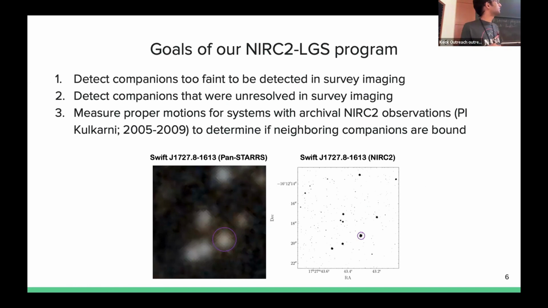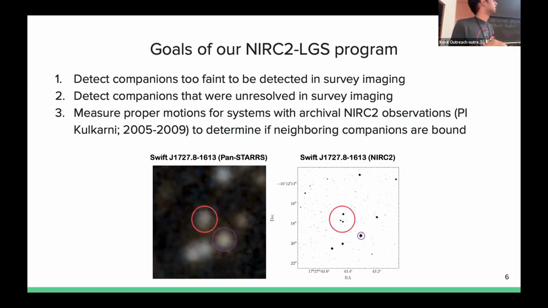And if we did find any promising tertiary companions, we wanted to compare our images against any archival images of X-ray binaries that existed already in the archive and measure proper motions over a long time baseline to determine if those companions were indeed gravitationally bound. To just give you an idea of what we were trying to do, here's both a Pan-STARRS image and one of our follow-up NIRC2 images of a black hole X-ray binary called Swift J1727. I've marked the location of that binary with a purple circle in both images. But what I really want to draw your attention to is this source that is to the northeast of the system, which I've marked with a red circle.